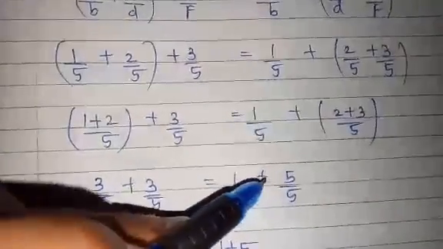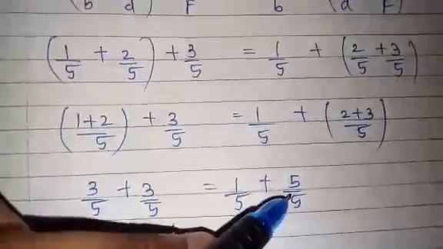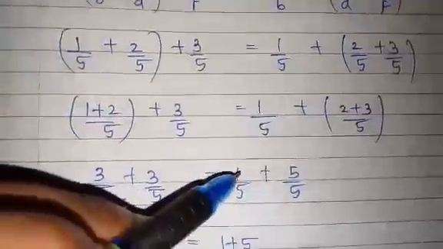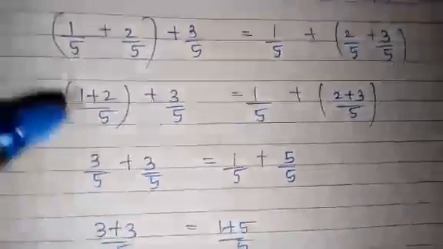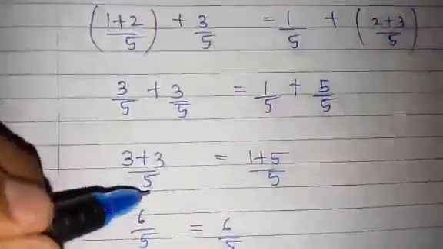Here it will be 1 upon 5 plus 5 upon 5. I am not cancelling out this term because this will be useful for us in our next corresponding steps. That is 3 plus 3 upon 5, and here it will be 1 plus 5 upon 5. Which means our LHS is equal to RHS.